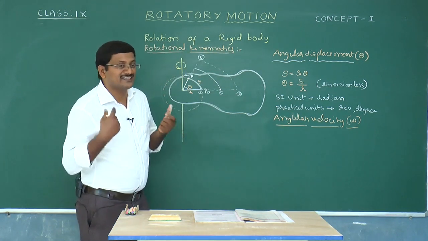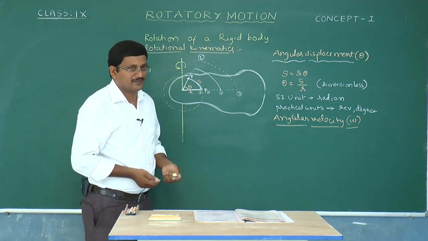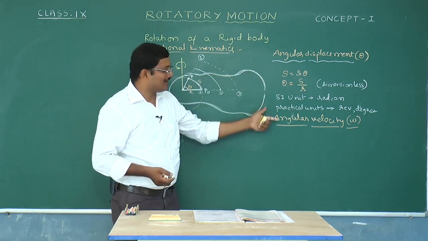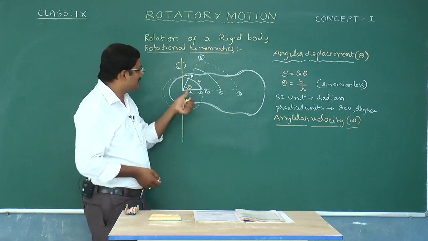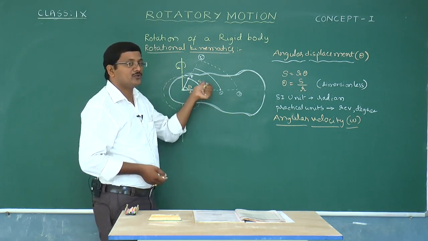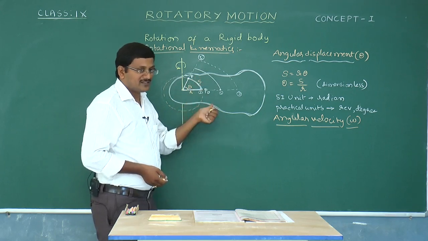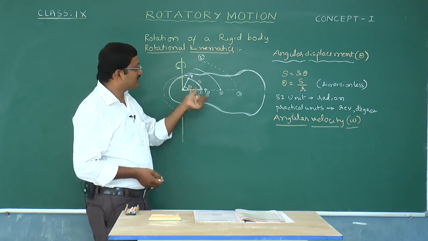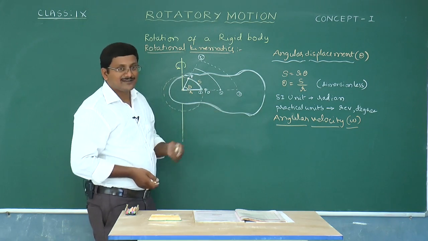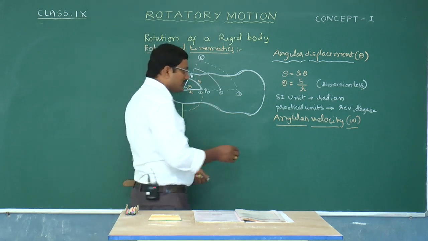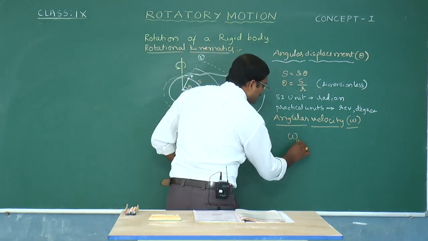So earlier we have discussed velocity. The rate of change of displacement is called velocity. In the same manner, the rate of change of angular displacement is called angular velocity, because this theta, the angular displacement, will be changing with respect to time. If time is less, theta will be less. If time is more, theta will be more. It will be changing. If it is changing, then we can introduce one more physical quantity called angular velocity.